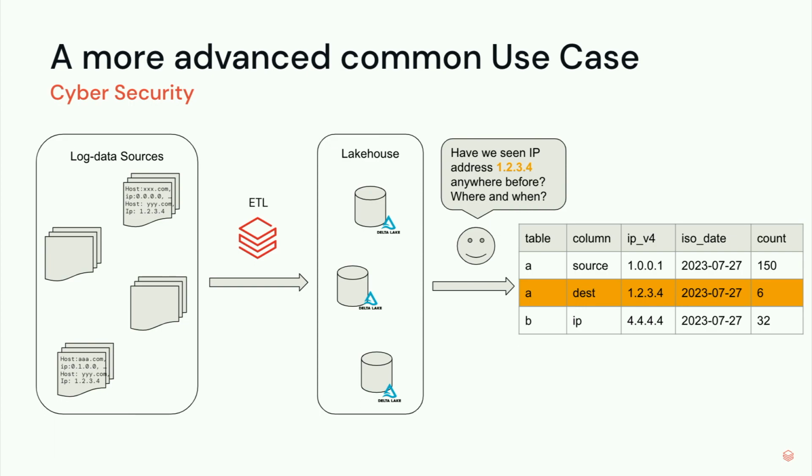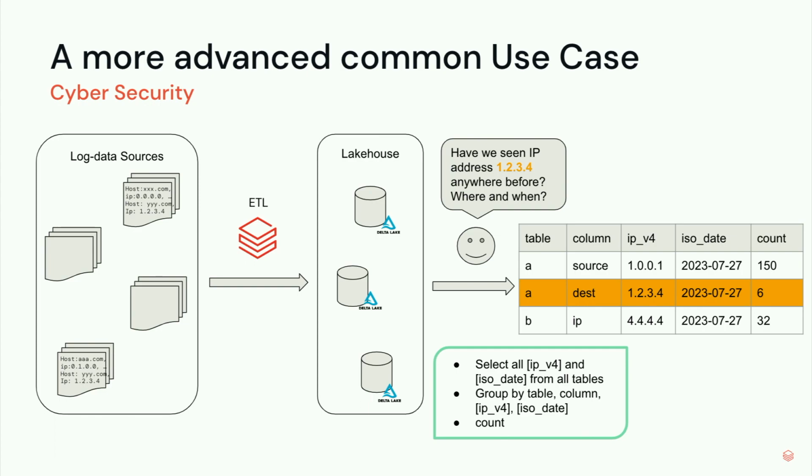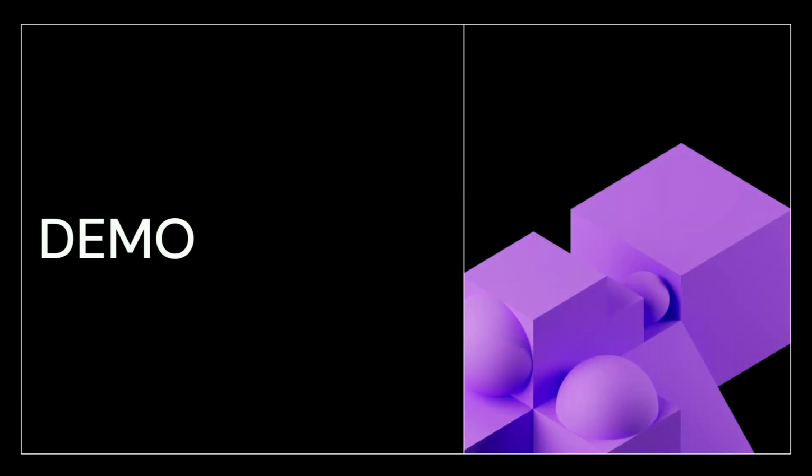So how to do this? You would run a DiscoverX query to select the IPv4 and the ISO dates columns, so that would be classified by the scanner, and then group by table, column, IP, and ISO date, and then run a count over it, because what we return from DiscoverX is a data frame, so you can do any aggregation that you want out of it to collect data. And let's now take a look in practice how this works. David.